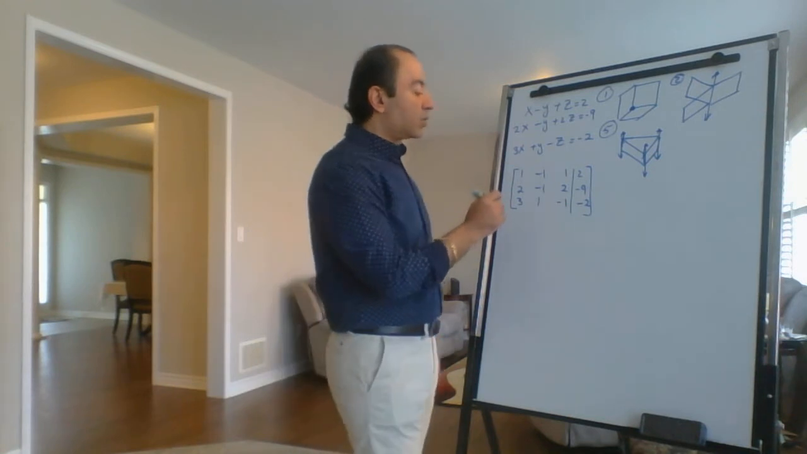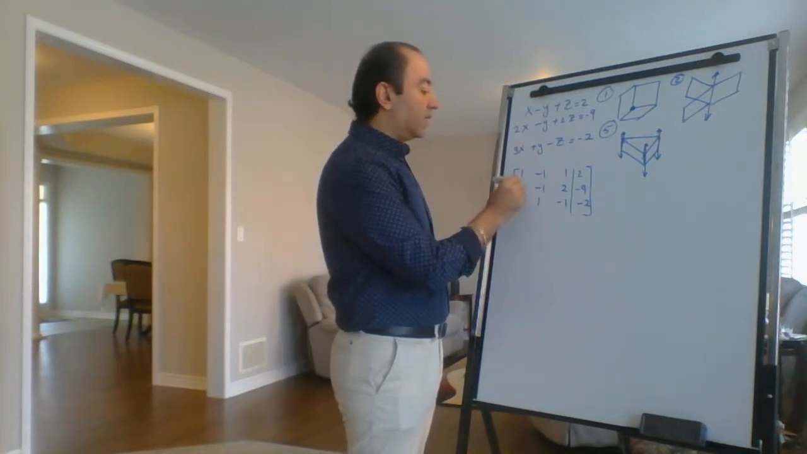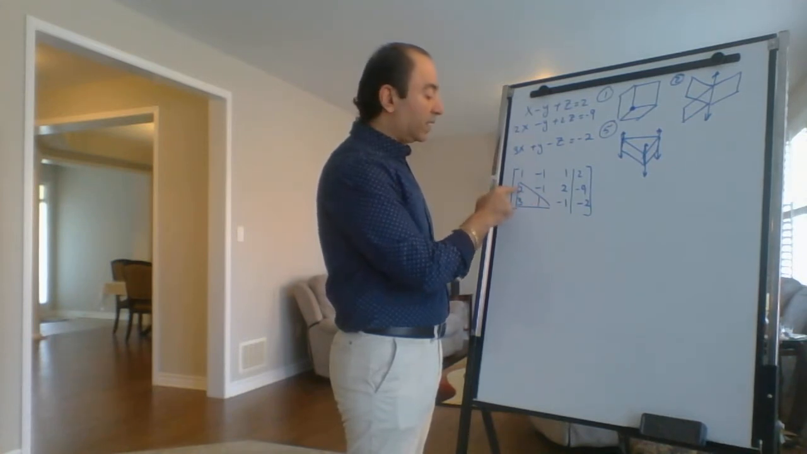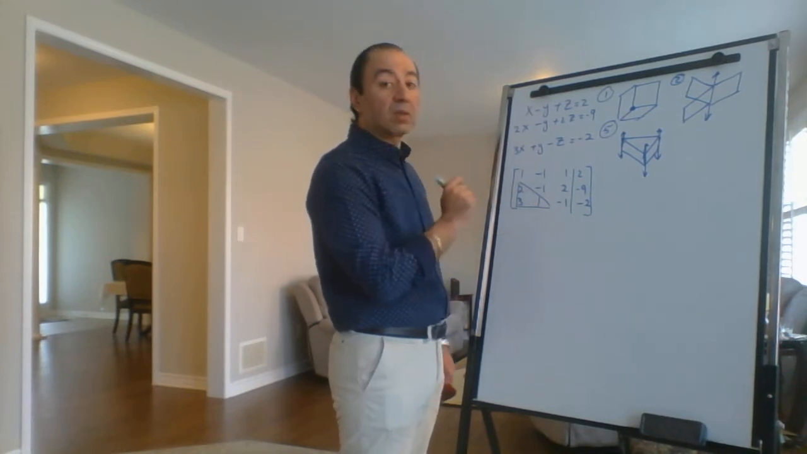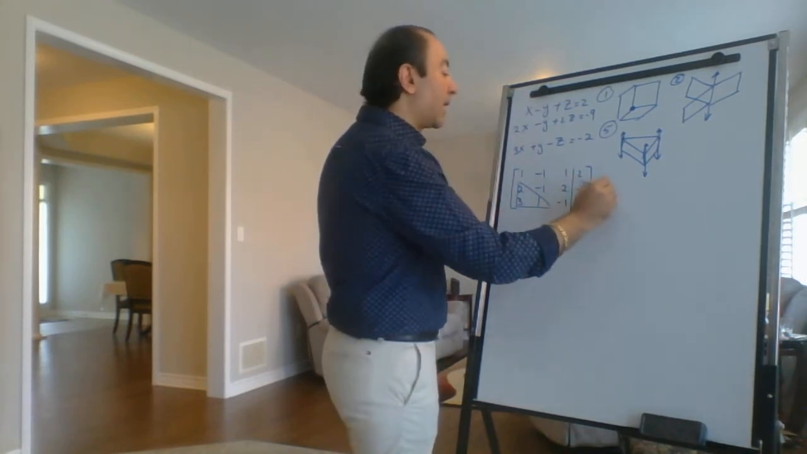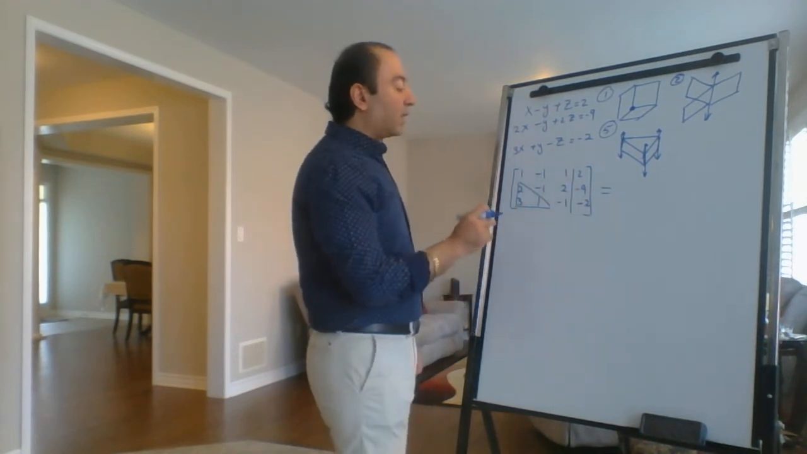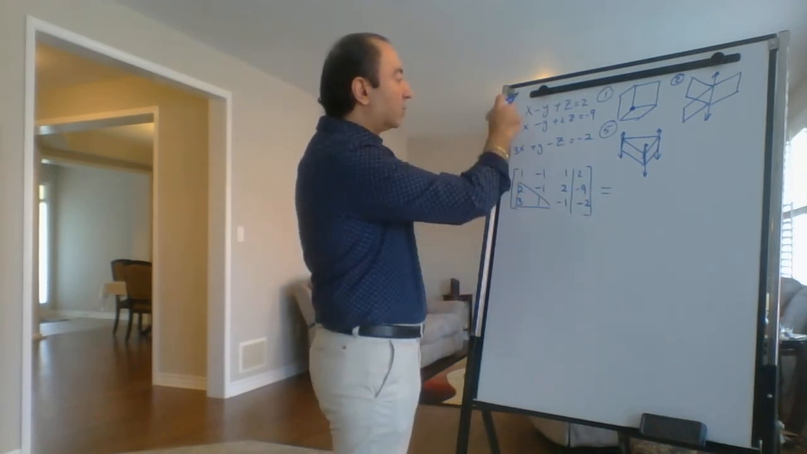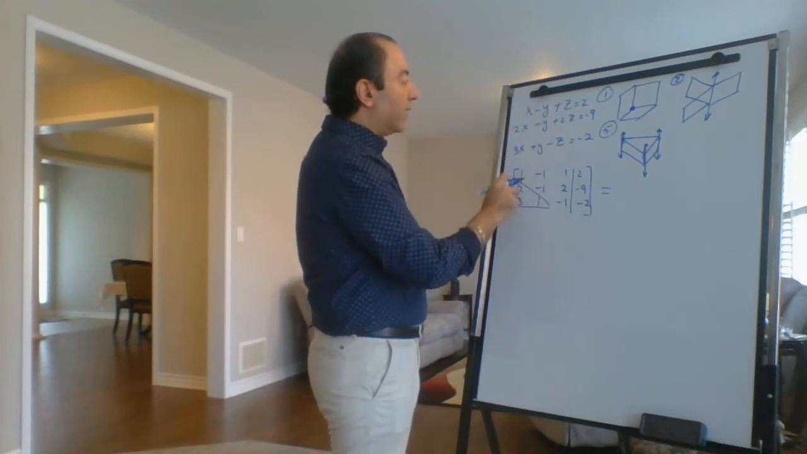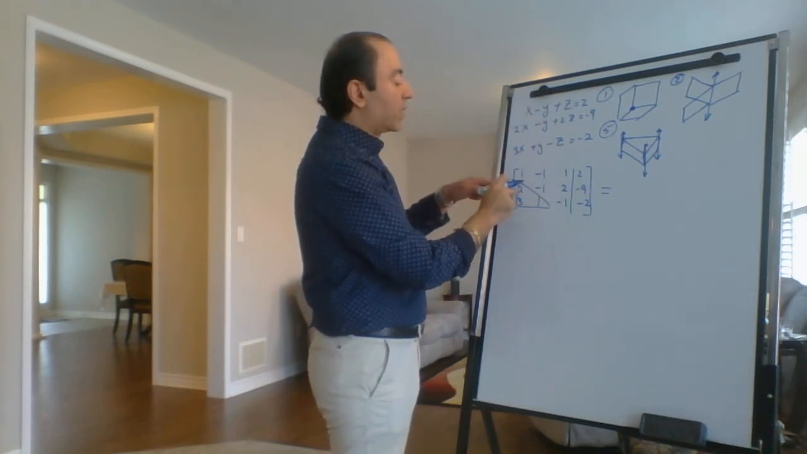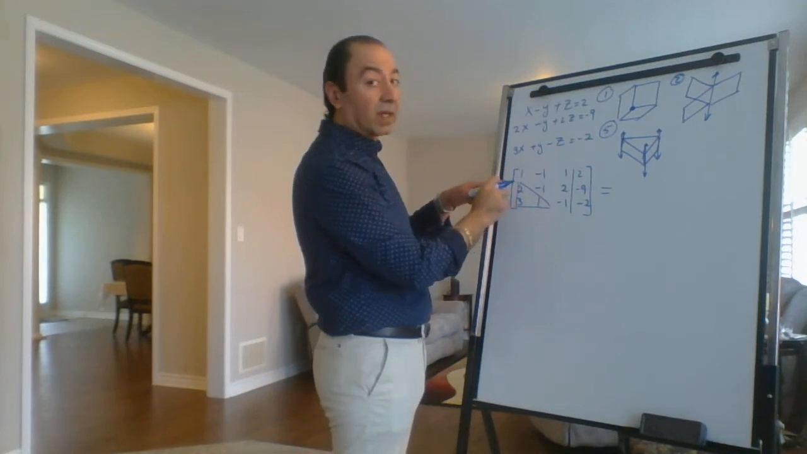Our target is to make this triangle 0, 0, 0, and in the same order. I will make this 0 first, and I will make this 0 second, and then I will make this 0 third. Okay? How do I do that? If I want to make this 0, I would multiply this row by 2 and subtract, and I will get a 0 here, right?